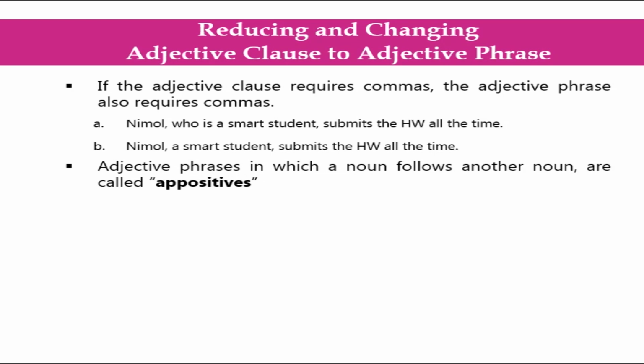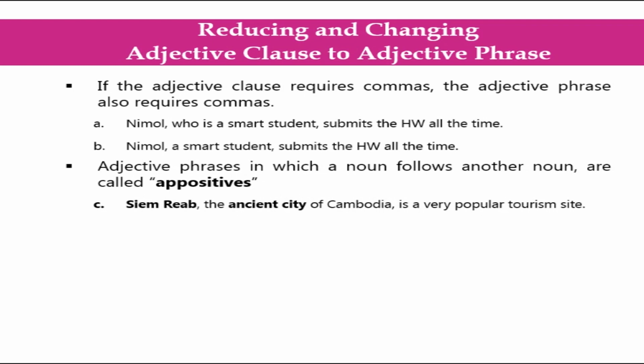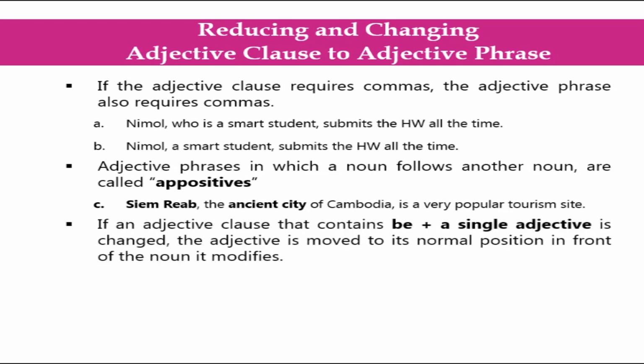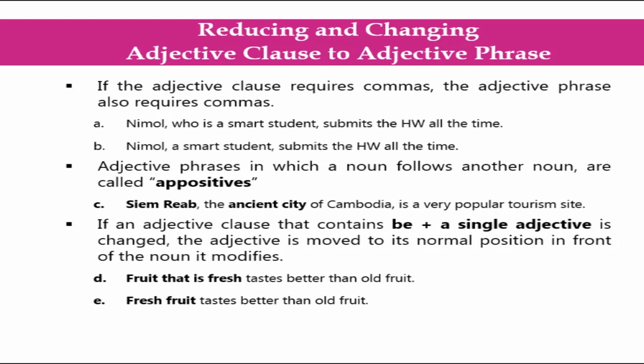Adjective phrases in which a noun follows another noun are called appositives. C. Siem Reap, the ancient city of Cambodia, is a very popular tourism site. If an adjective clause that contains be plus a single adjective is changed, the adjective is moved to its normal position in front of the noun it modifies. D. Fruit that is fresh tastes better than old fruit. E. Fresh fruit tastes better than old fruit.